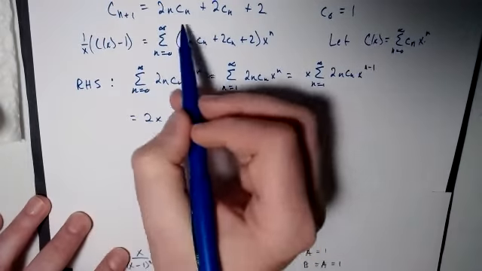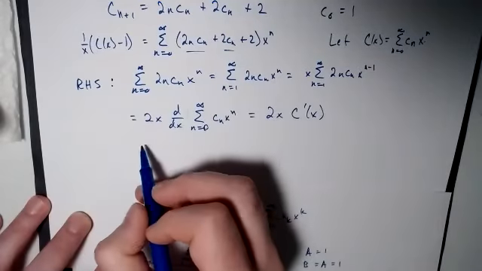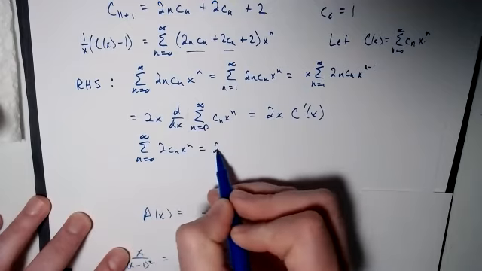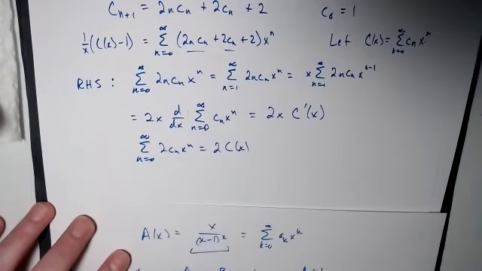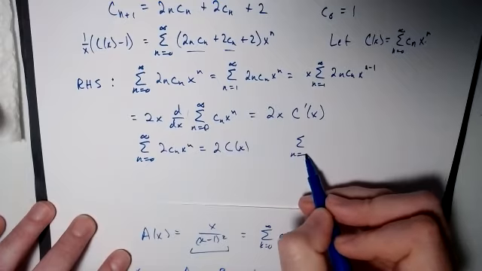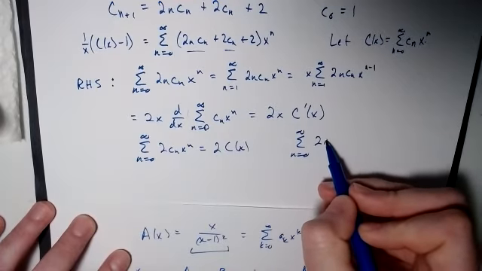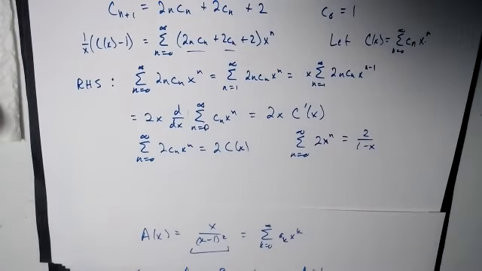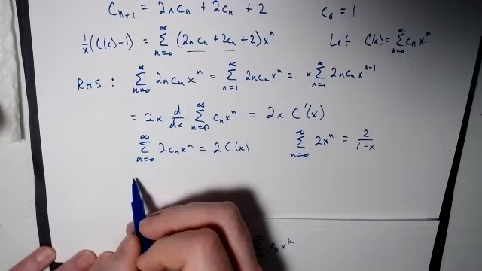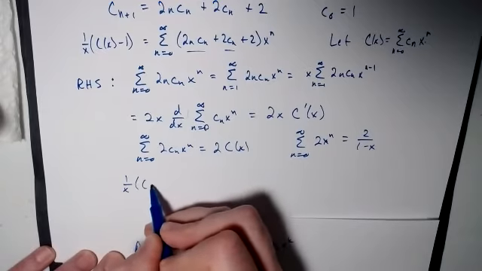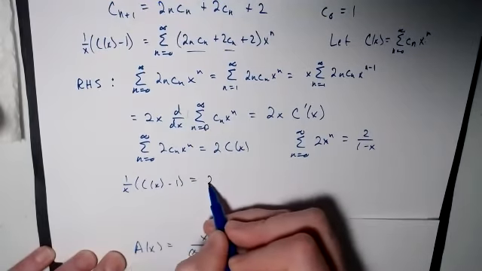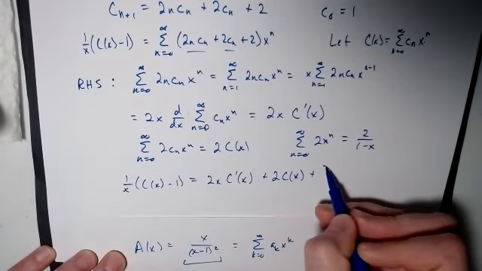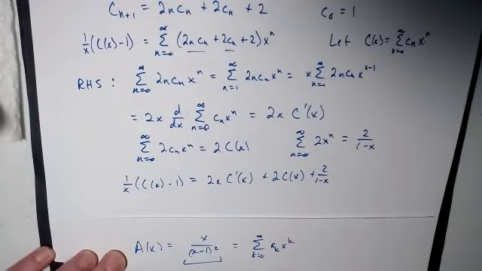Then continuing, so that's the first piece. Now for that part, we just are going to get the sum as n goes from 0 to infinity of 2 c_n x to the n is 2c of x. And then, of course, the sum as n goes from 0 to infinity of 2x to the n is just 2 over 1 minus x. So to put this back in our equation, we get 1 over x c of x minus 1 equals 2x c prime of x plus 2c of x plus 2 over 1 minus x.